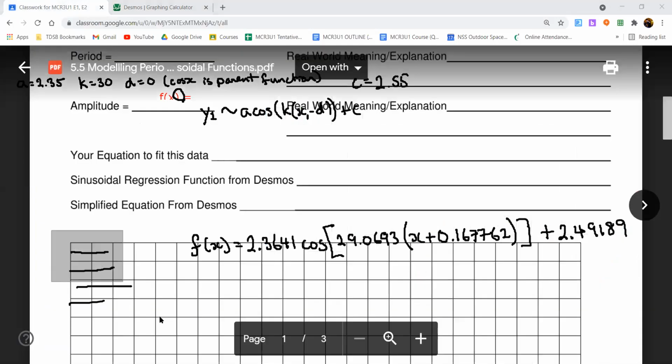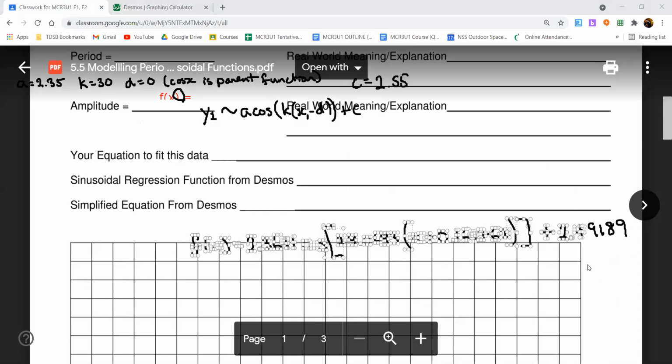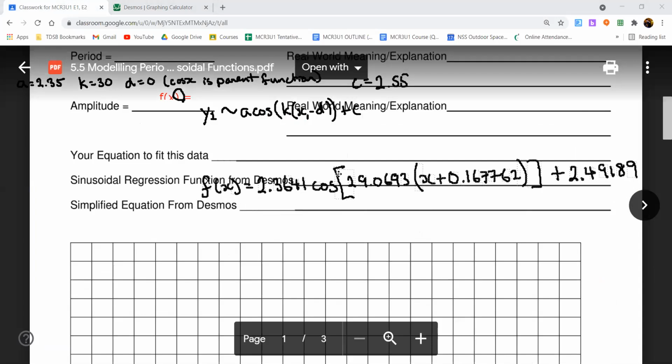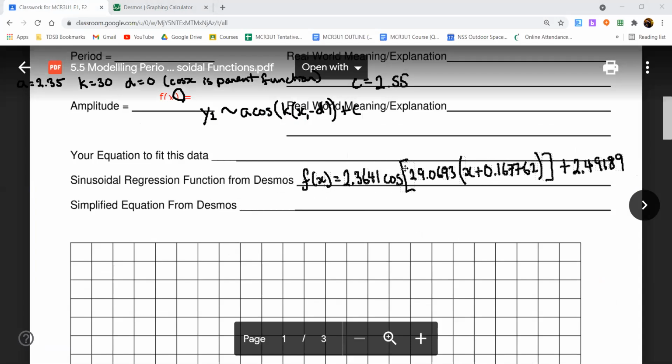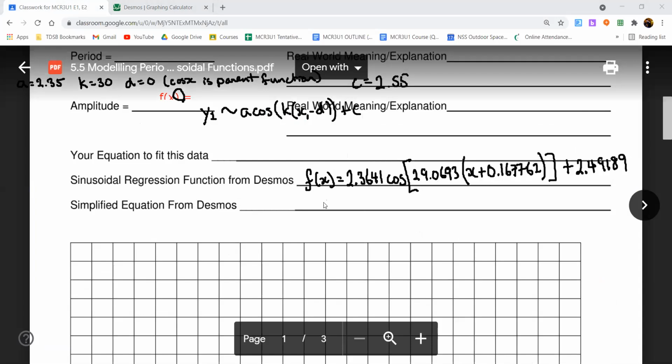I'm going to switch my screen over to our handout, and I'm going to use my selection tool. So this would be my equation given to me by Desmos. Take a look at how close that is to our original equation. Our original equation was 2.35 cosine 30, x minus 0, minus nothing, plus 2.55.